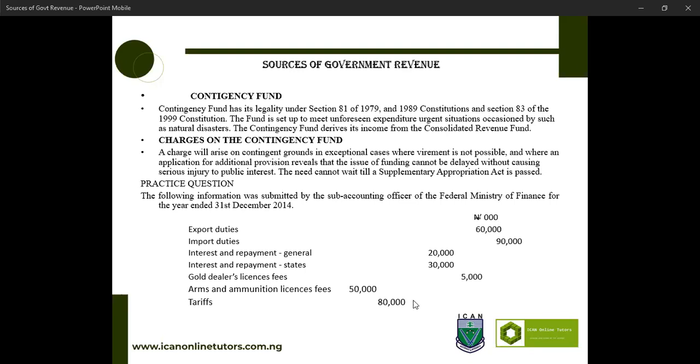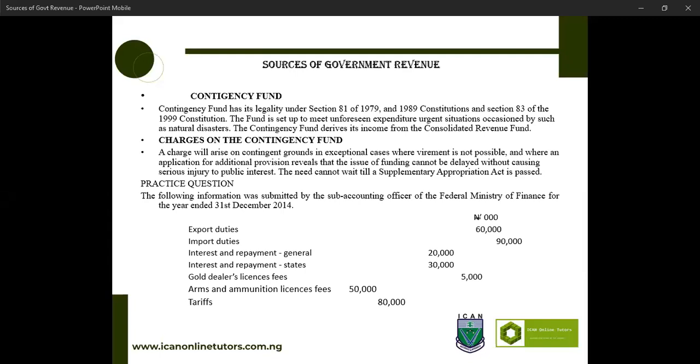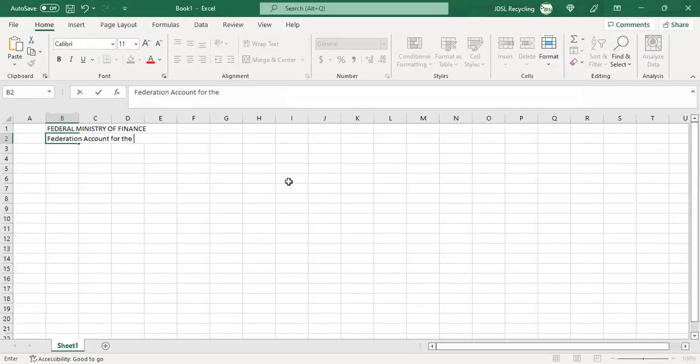So which ministry? Federal Ministry of Finance. Yes, sir. We have Federal Ministry of Finance. Please, can you see my screen? Yes. We are told to prepare what? Federation account. Is it for the month or for the year? For the year ended.